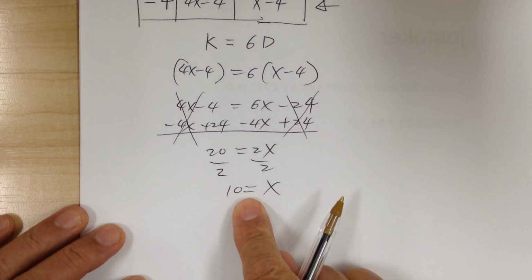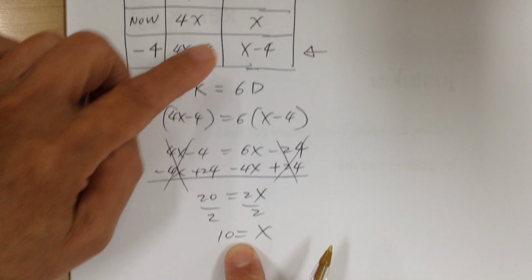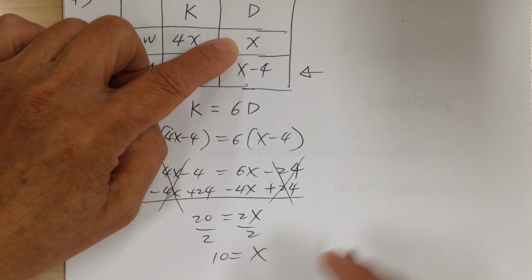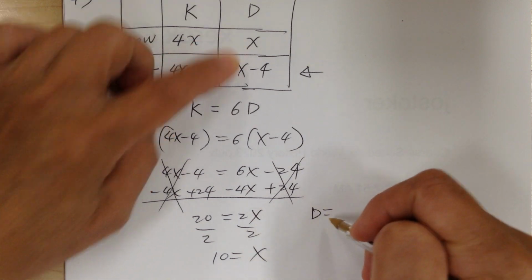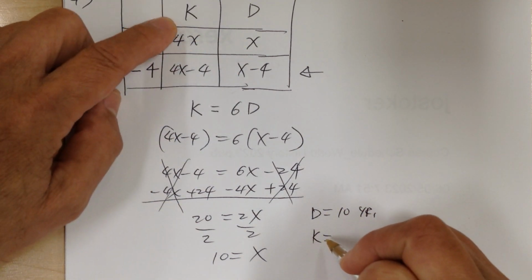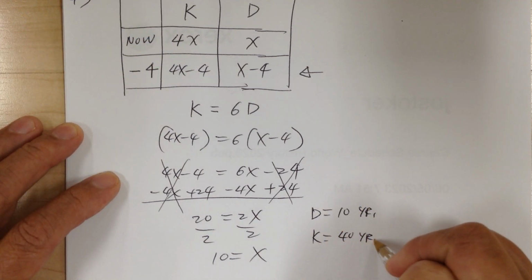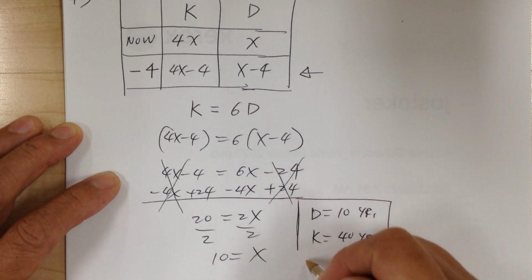Once you find out x equals 10, don't box it yet. You have to answer the question. You have to answer how old they are, right? The daughter is x, so the daughter equals 10 years old. Mr. King is 4x. See that? So 4 times x would be 40 years old. And that would be your answer.